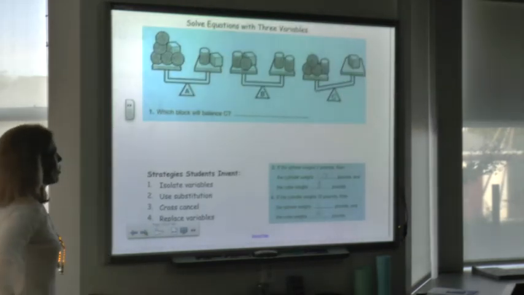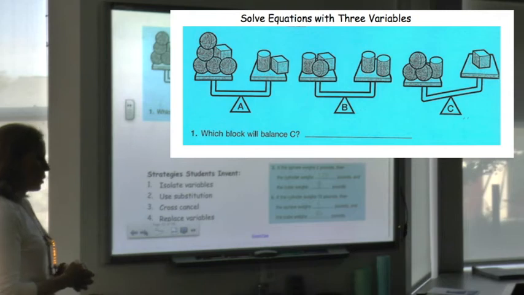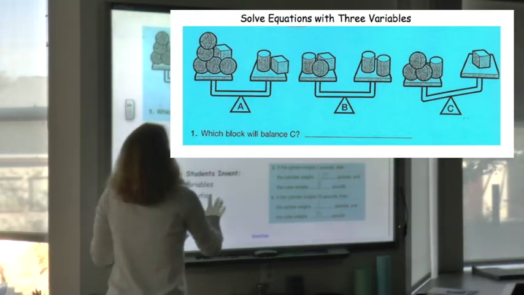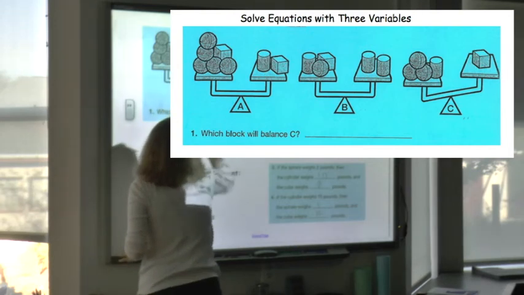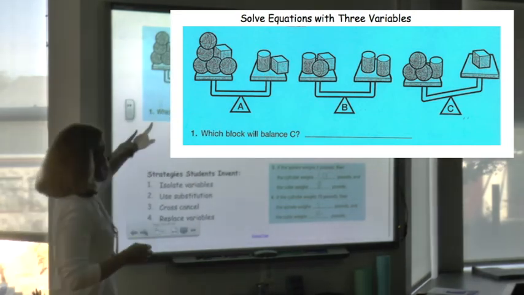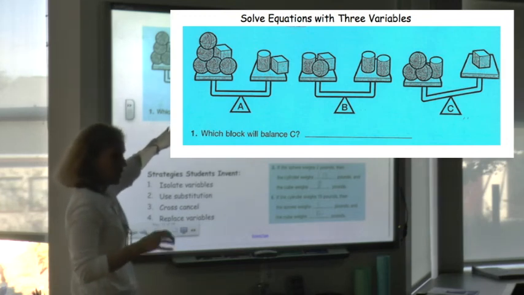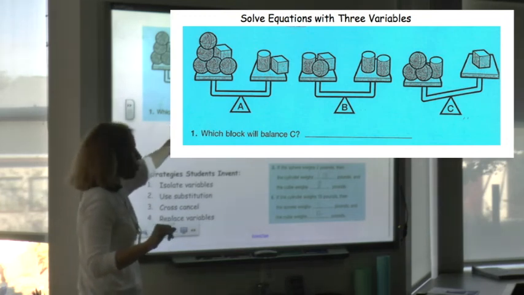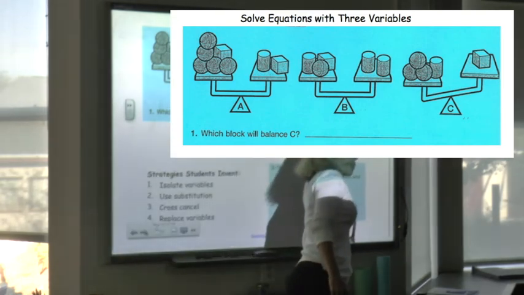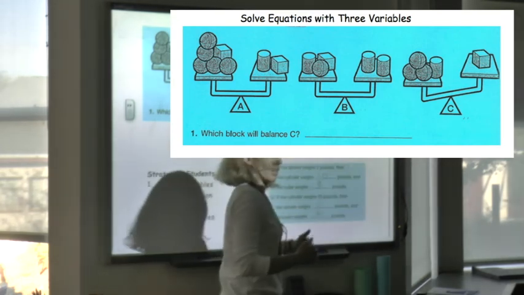So then we get to a puzzle like this. Now we've got 3 variables. I put this one on your paper so you have a minute to look at it. We've got spheres, cubes, and cylinders. But let's pay attention to the question. Which block, singular, will balance C? There is one block we need to put over here to balance that final pan balance.